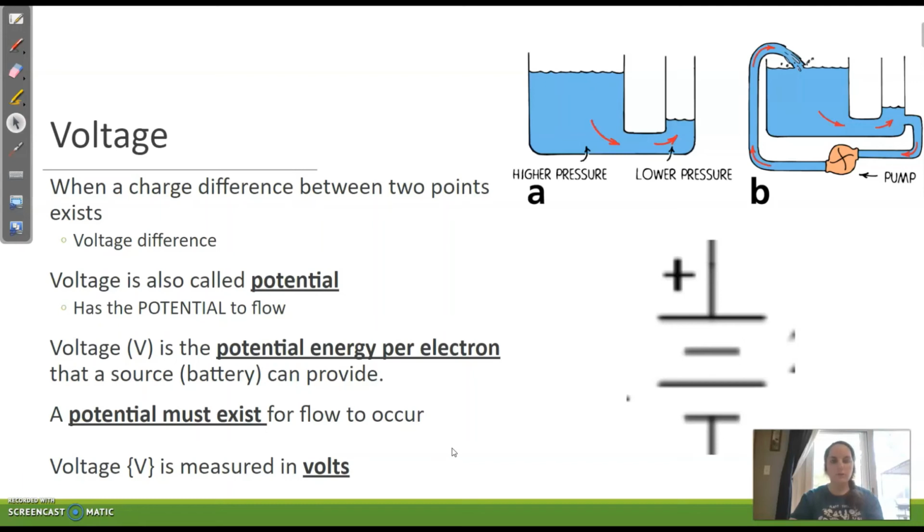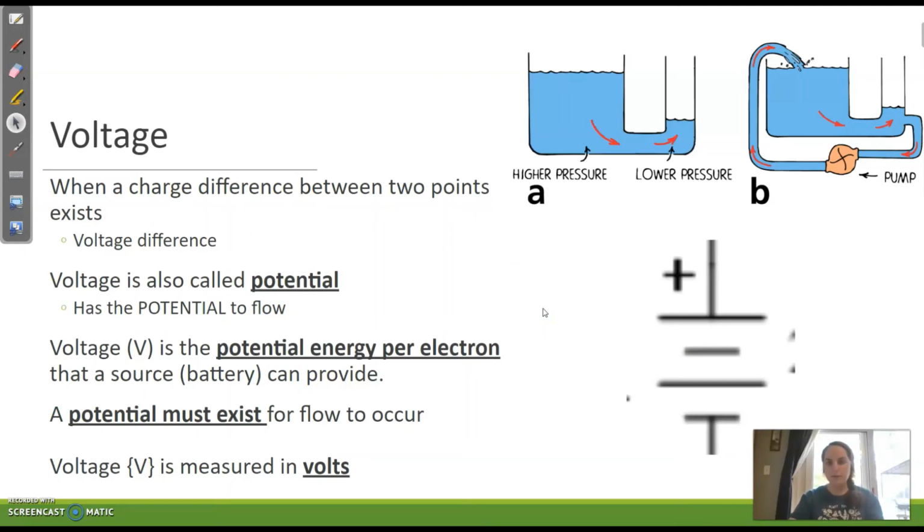So let's start with voltage. If you ever look on MCAS and see something like this, please know that that is 2 batteries. And as we know, our current is going to go from positive to negative. Our electrons are going to go from negative to positive. And when a charge difference between 2 points exists, then there is a potential to flow, and what that potential really is, is voltage. And so you need a potential in order to have electricity. You need a potential in order to have this current. And so your voltage is measured in volts.